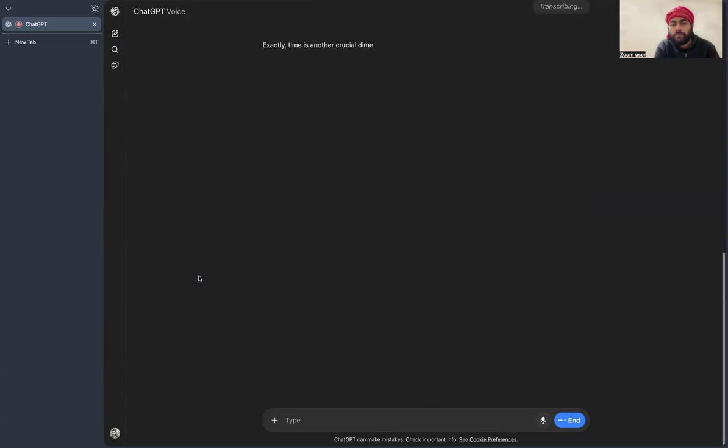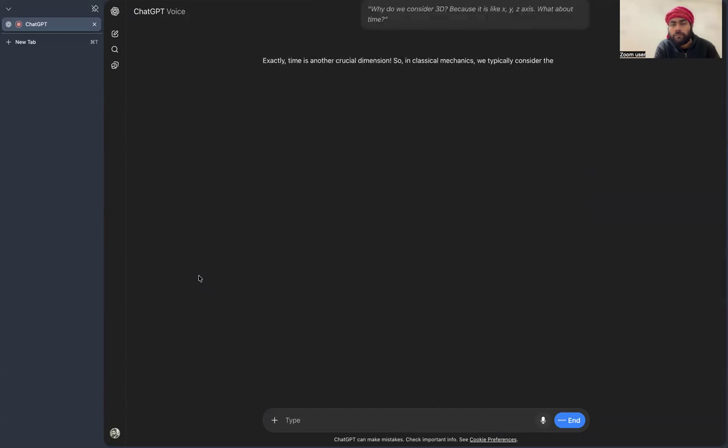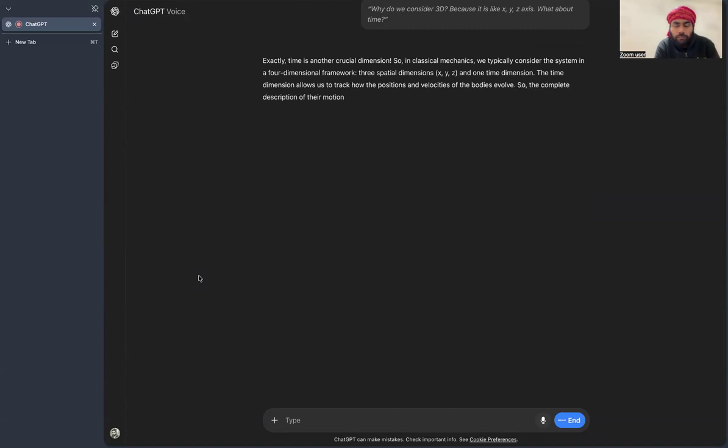Exactly, time is another crucial dimension. So, in classical mechanics, we typically consider the system in a four-dimensional framework. Three spatial dimensions, X, Y, Z, and one time dimension. The time dimension allows us to track how the positions and velocities of the bodies evolve. So, the complete description of their motion involves both their spatial coordinates and how these coordinates change over time. It's this combination that gives us a full picture of the dynamics.